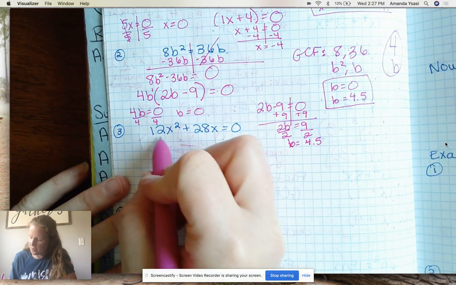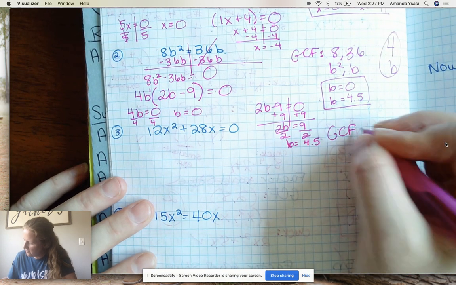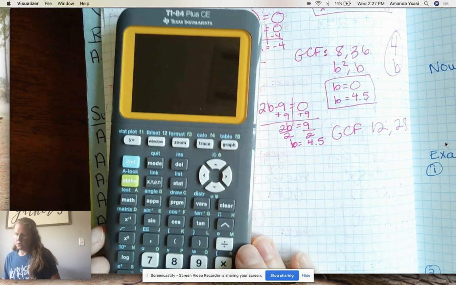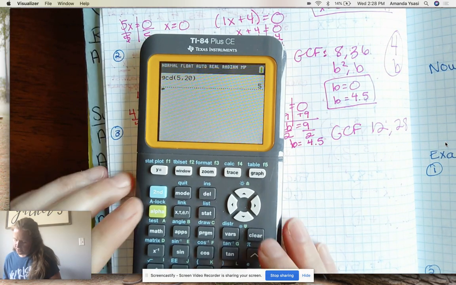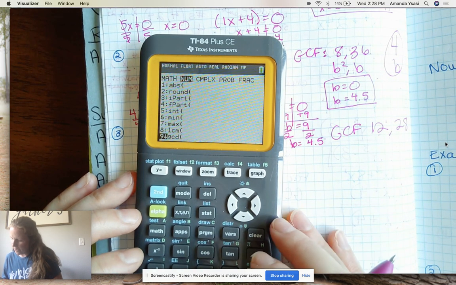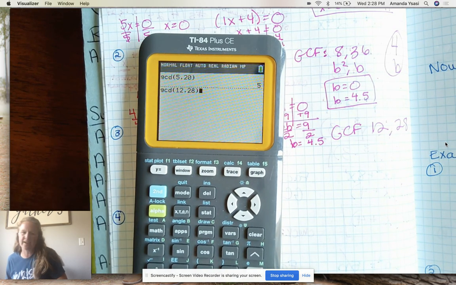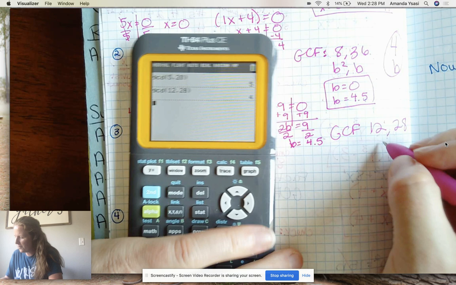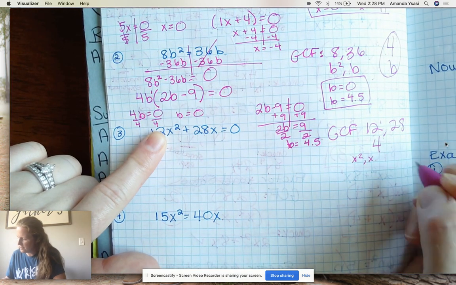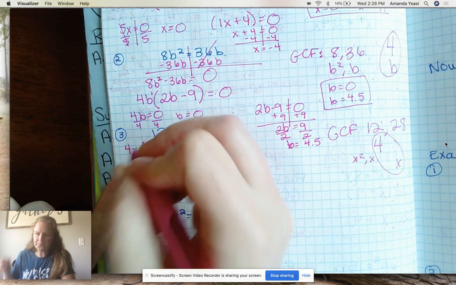Okay, the next one, 12x squared plus 28x. So we want the GCF of 12 and 28. So you can think about it. You can do it in your calculator. Let's see. I'm going back and forth because I want you to get the hang of it without, but know that the calculator is there to help you. So it'd be 4. And then we pick the smaller of the exponents. We have x squared and x. So it'd have to be x. So 4x is my factor.